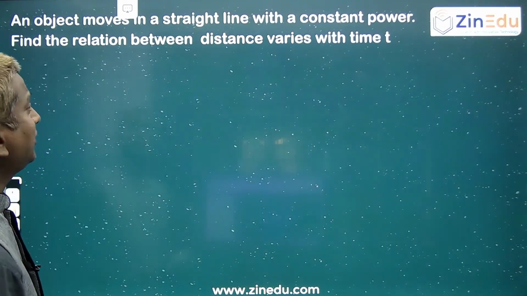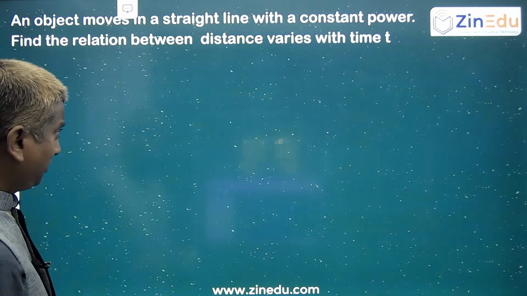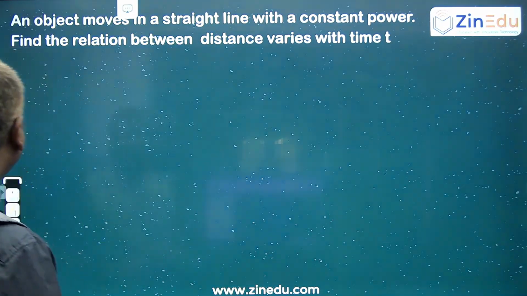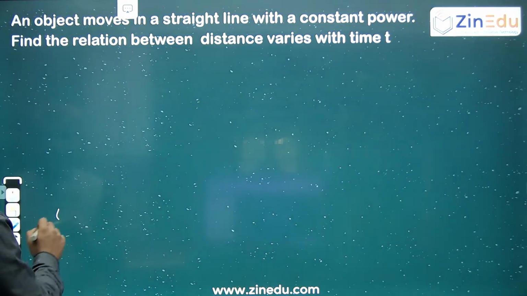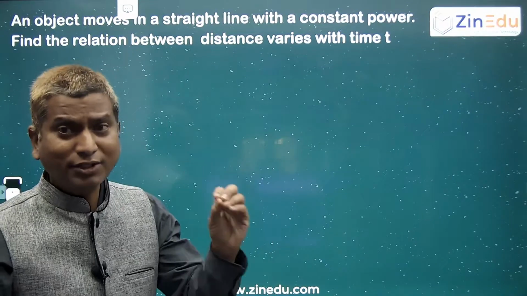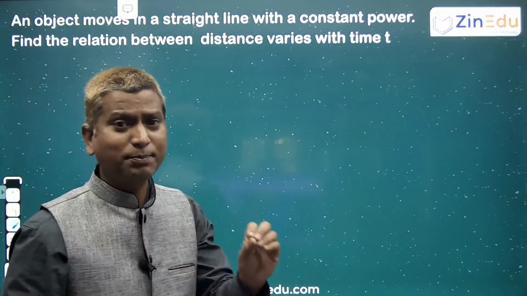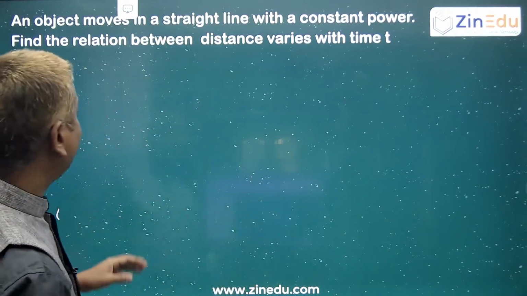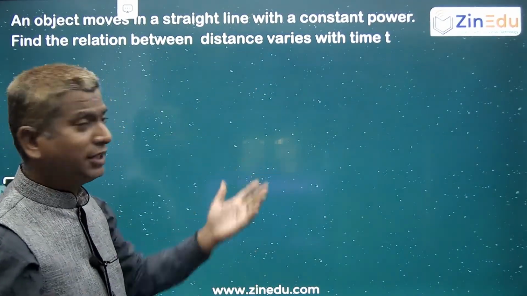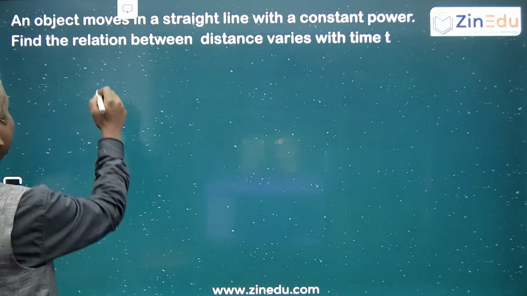An object moves in a straight line with a constant power. Find the relation of how the distance varies with time. So here we know that whenever the particle is moving with a constant power, it's not a constant force, it's a constant power. Then when it is moving a certain distance, how does the distance vary with respect to time? So we can start like this.